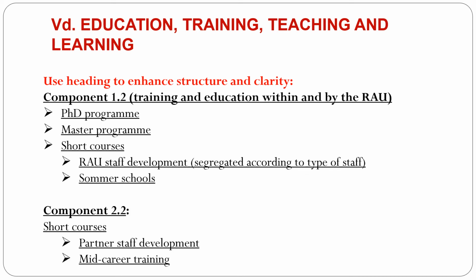Next heading could be component 2.2, which is about working together, enhancing and helping other agricultural learning institutions within the country and in the region. And here it will predominantly be short courses, as this component does not include postgraduate education. And it could be partner staff development, and of course a very key thing within short courses, mid-career training for civil servants, private sector, informal sector, actors within the agri-food system in the country and in the region.